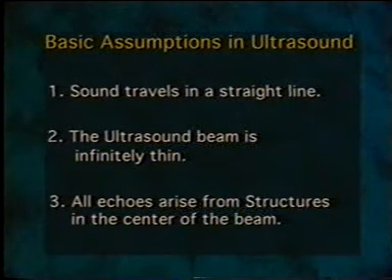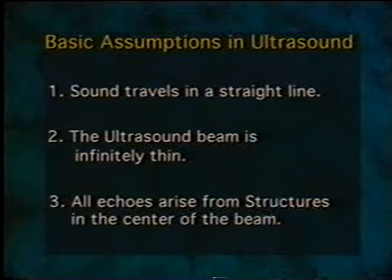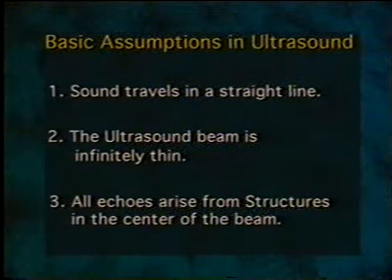There are three basic assumptions made in ultrasound imaging. 1. Sound travels in a straight line. But sound may be reflected or refracted at interfaces, and this change in direction is not present on the image, leading to artifacts. 2. The ultrasound beam is infinitely thin. This is not true ever. The beam has varying width, which makes thin structures appear thicker. 3. All echoes arise from structures in the center of the beam.